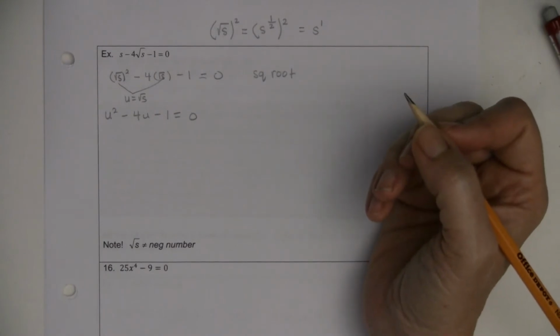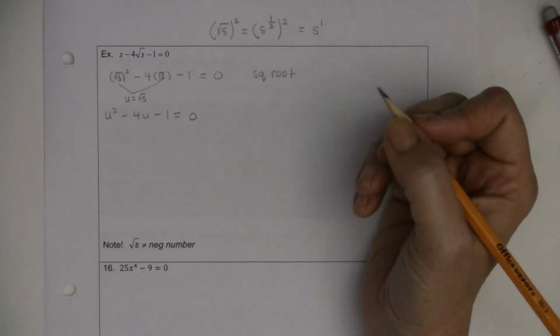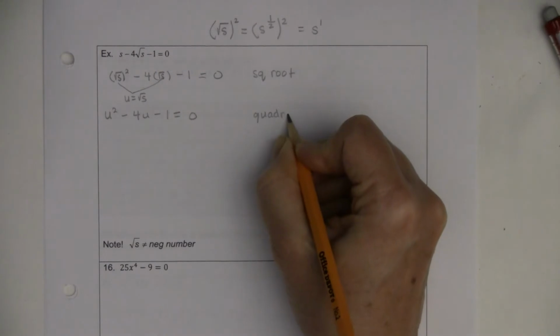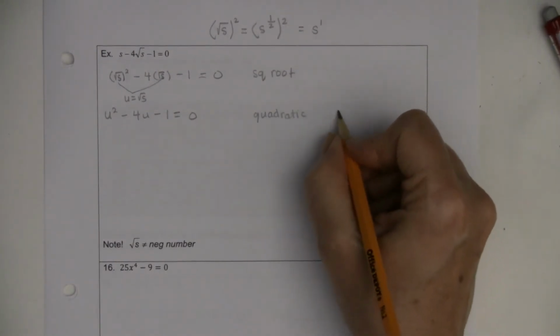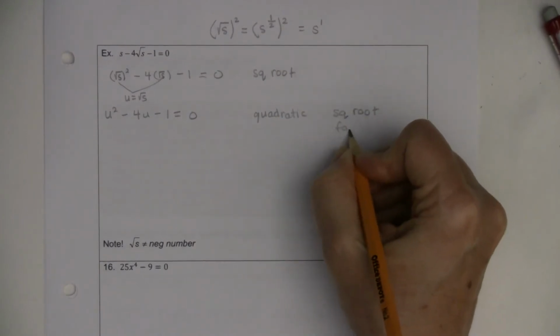But we've just been given another way, and that's to use the U substitution. And now it's quadratic. So that U substitution turns it into quadratic. And now that it's quadratic, I can use the square root method. These are my methods. I can factor.